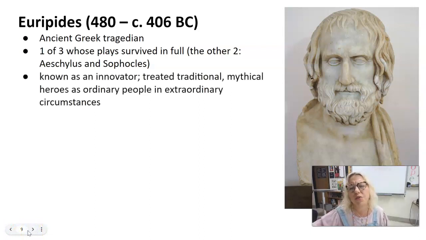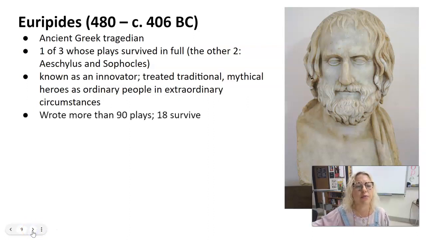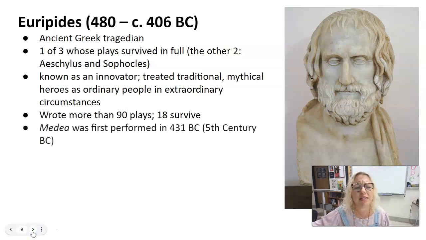And he was the one who was known as the innovator, the younger of the three, who made changes to the typical conventions of Greek tragedy and other plays. One of the main innovations he brought in was treating these mythological characters like real human beings who were just put in strange circumstances. And that's something I think that really resonates with his plays still in our modern world now. He wrote more than 90 plays, 18 survive.